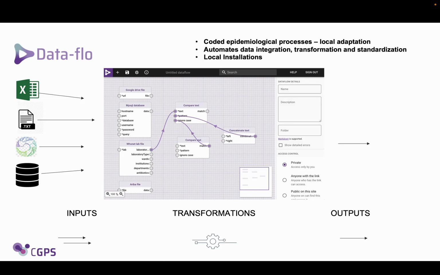What this allows us to do is to define what our inputs are, so link to those input systems, carry out a series of transformations to bring the information together to address our questions, and then put that information either into another system or to a visualization, to be able to standardize in this middle section a common coded epidemiological problem.